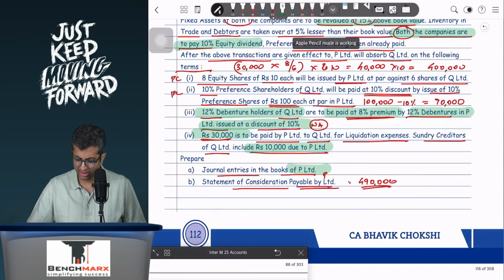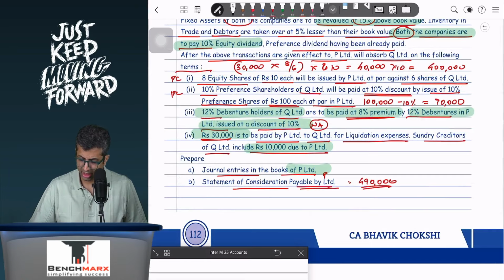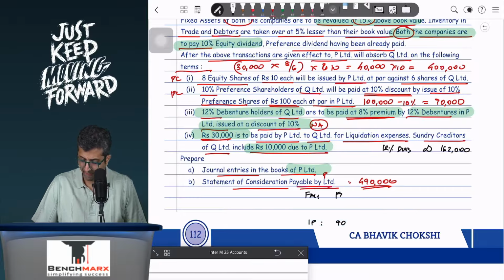So when you look at the debenture entry, what is given? They say 12% debentures of Q, which you have taken over at the agreed amount, that is 1,62,000, are to be paid by issuing 12% debentures at a discount of 10%. So the issue price is 90 for these new debentures. However, the face value must be 100 and there would be a 10 discount. Ultimately, the issue price is 90 and that will equal 1,62,000.